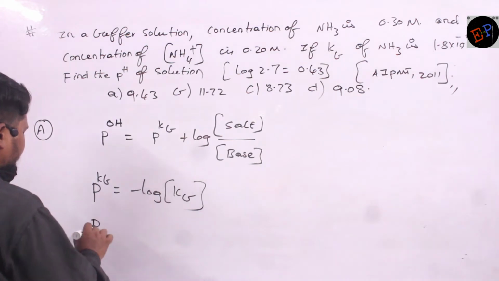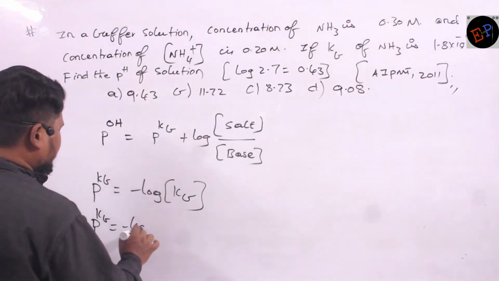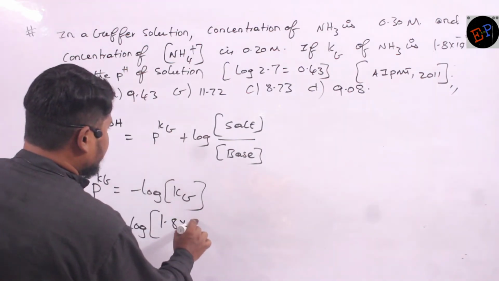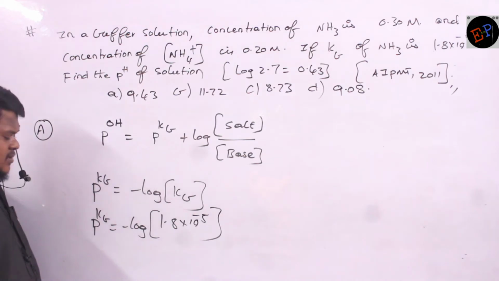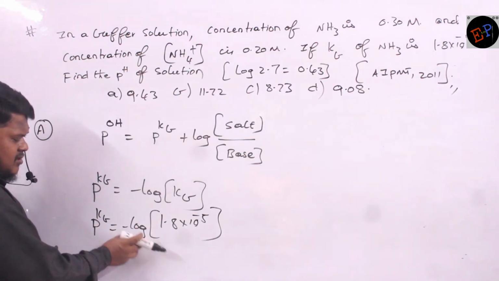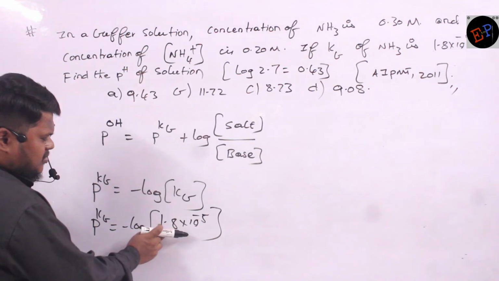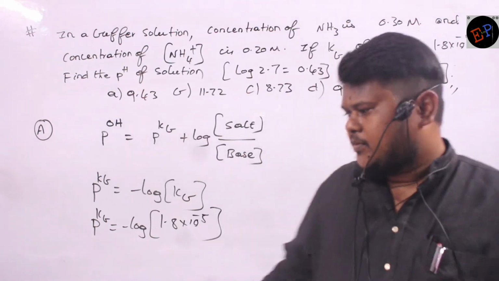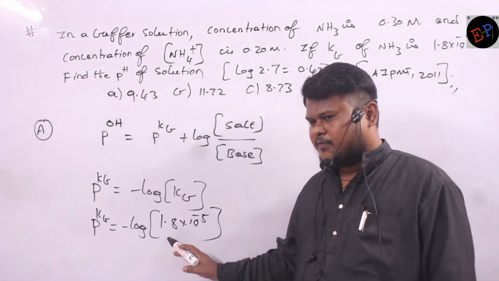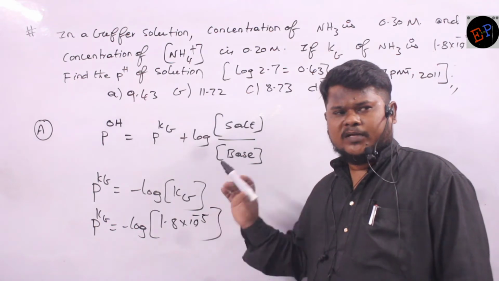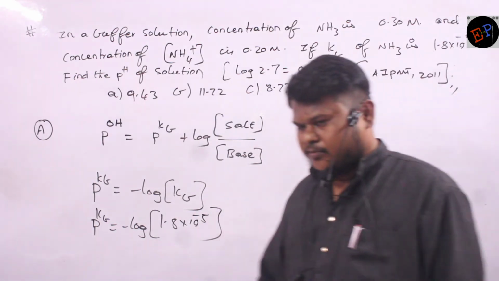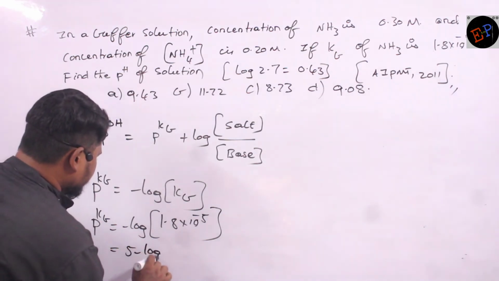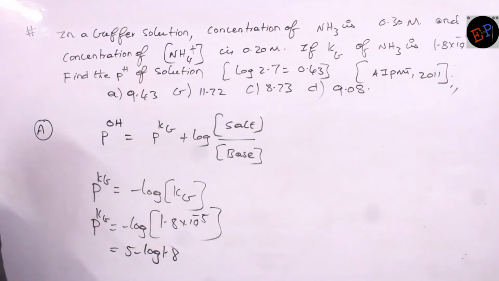So therefore pKb is equal to negative logarithm of the value of Kb which is given, 1.8 into 10 power minus 5. Okay. So if any value is given in the format of x into 10 power minus y, then how can I write its value? I have to write 5 minus log 1.8. This formula we have already studied now.